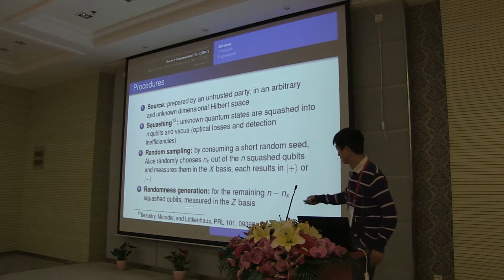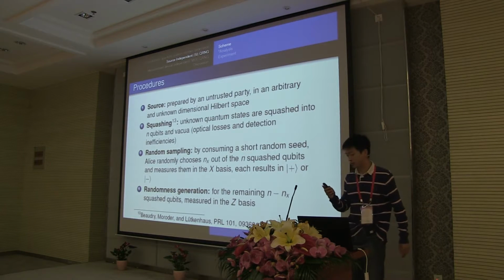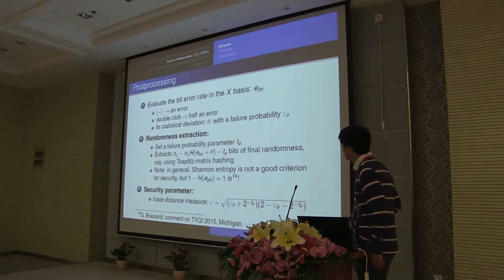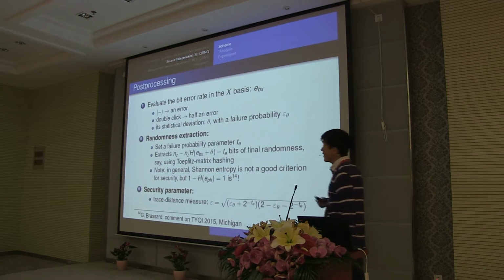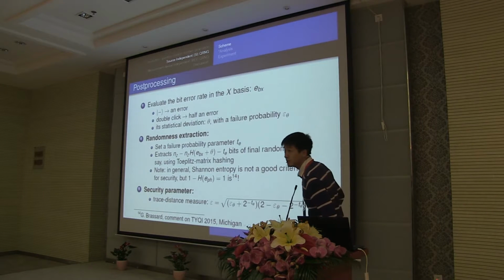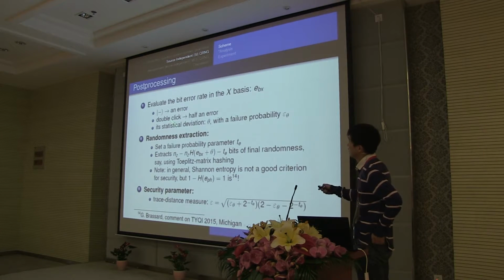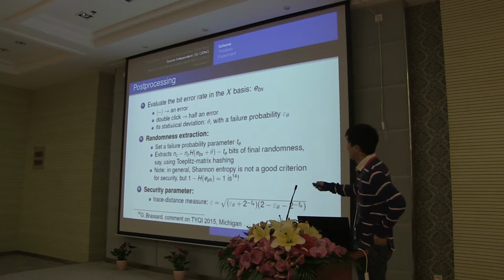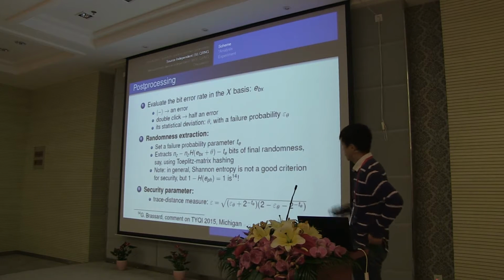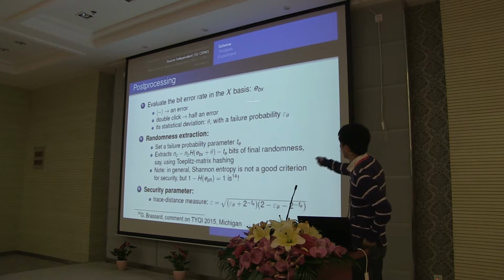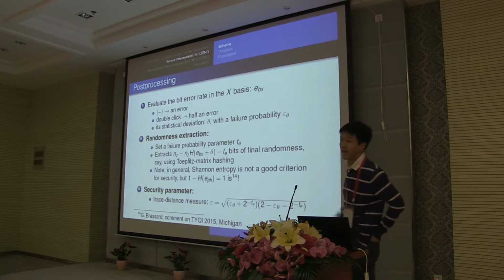Okay, the Shor-Preskill model. This is the Shor-Preskill model paper for QKD, which can be directly applied to our case. So how do we evaluate? We need to evaluate the bit error rate in the x basis. If you get a minus sign, then you call it an error, and if it's a double click, we call it half an error. This is required by the Shor-Preskill model. And then we can calculate the bit error rate in the x basis.